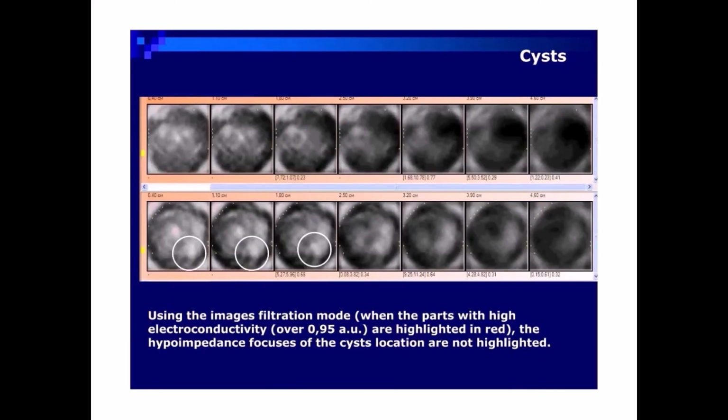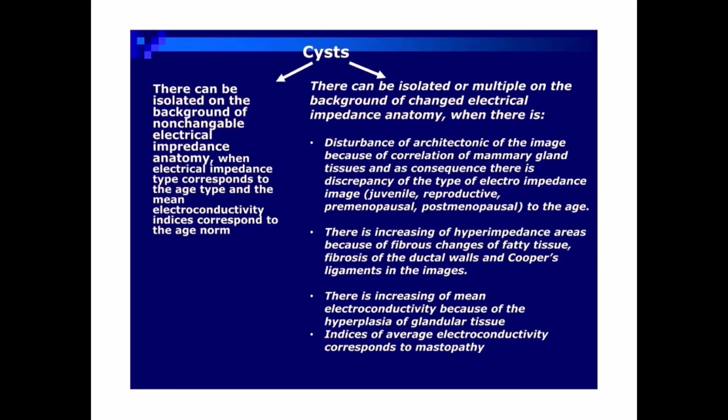Cysts. Using the image's filtration mode, when the parts with high electroconductivity, over 0.95 AU, are highlighted in red, the hypoimpedance focuses of the cyst's location are not highlighted. Cysts can be isolated on the background of non-changed electrical impedance anatomy, when the electrical impedance type corresponds to the age type, and the mean electroconductivity indices correspond to the age norm.